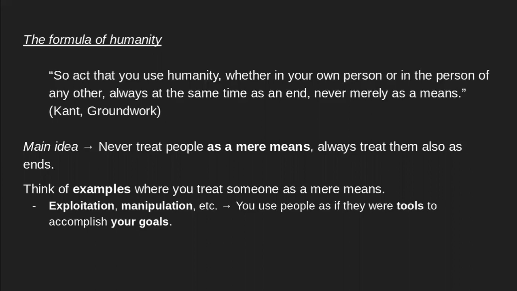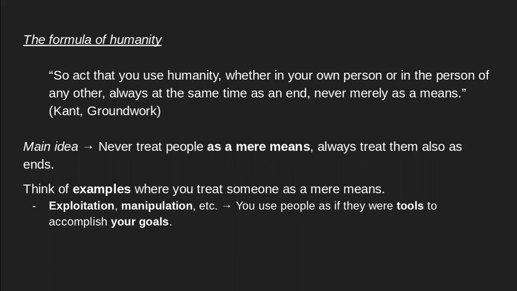Think of examples where you treat someone as a mere means, as a mere tool to your purposes. Cases would include exploitation and manipulation. When you manipulate someone for your own goal, you're treating that person as a mere tool, as if they don't have their own plans, but are just tools for you to reach your own goals. That's how you treat people when you manipulate or exploit them. So this is clearly a moral wrong, right? Even if we do not try to apply the categorical imperative, intuitively it's wrong. And Kant captures this intuition and formulates it in the formula of humanity.